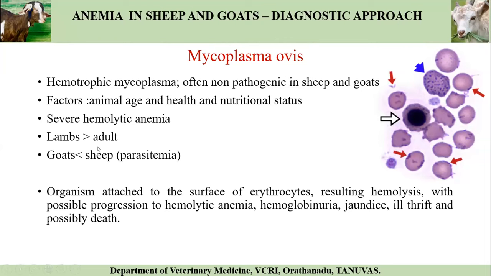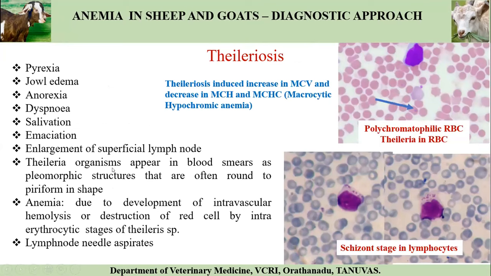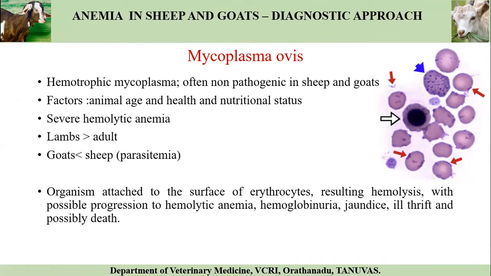These organisms can be seen on the blood smear as small, ovoid, coccoid to rod shaped structures less than 1 micrometer in diameter, which adhere to the RBCs and may also be seen in the background. The attachment to the RBCs finally results in hemolysis, with possible progression to hemolytic anemia, hemoglobinuria, jaundice, and possibly death.